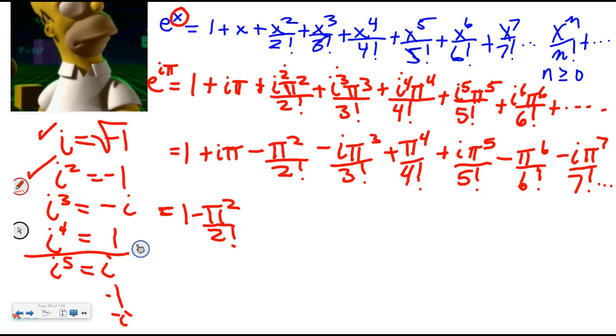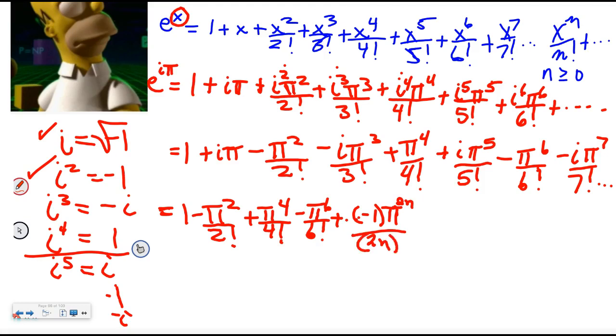All right, what's the next one I'm going to write down? Yeah, pi to the fourth over 4 factorial. And then I have the minus pi to the sixth over 6 factorial. I'm going to go plus dot dot dot, put in its general term. This is actually an alternator, right? It's pi to the 2n over 2n factorial. That takes care of all the non-i stuff.